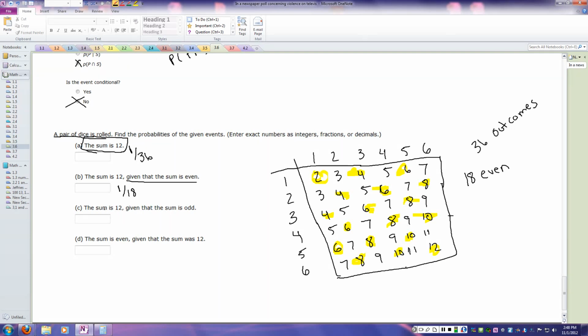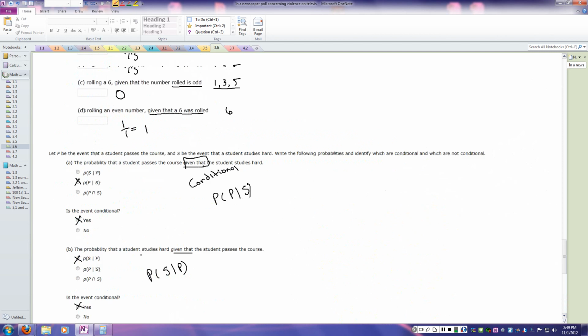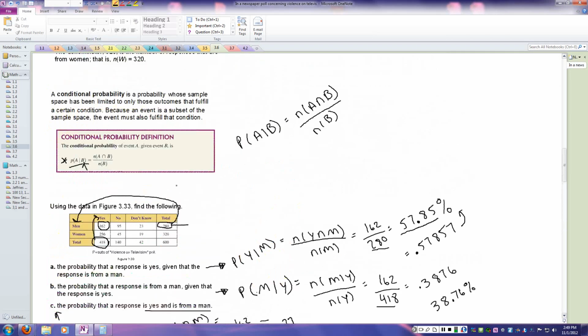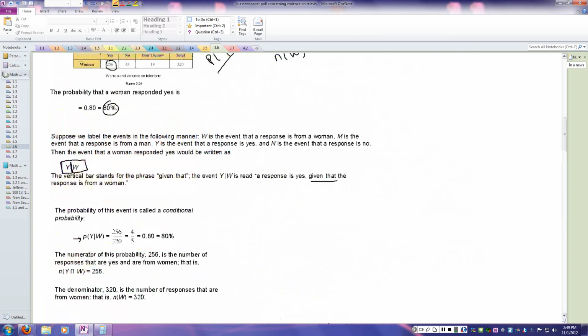What's the probability the sum is 12 given that the sum is odd? Well, 12 isn't odd, so that's 0. Find the probability the sum is even given that the sum is 12. If you know it's 12, the probability that it's even is 100%, or 1. So keep in mind on this conditional probability, you're limiting the outcome based on any more information.